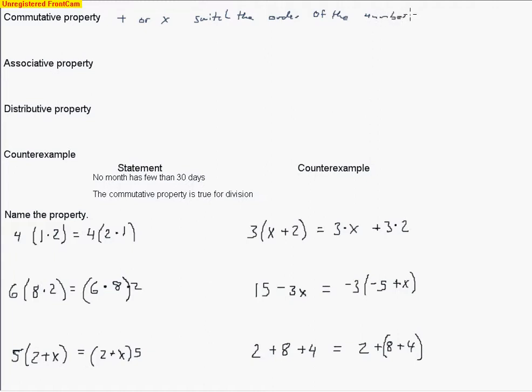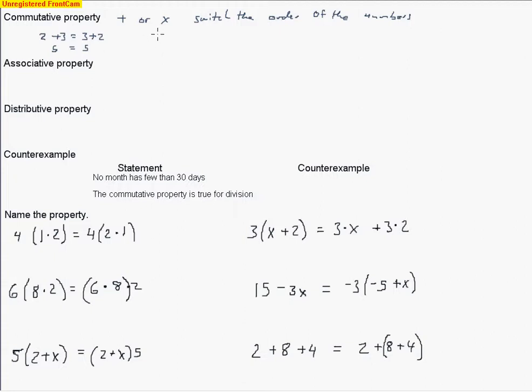If I took two numbers, like let's say 2 and 3, and added them together, I would get the same answer if I switched the order. If I put 3 first, then the 2, they still both give me the same value of 5. And it works with multiplication as well.